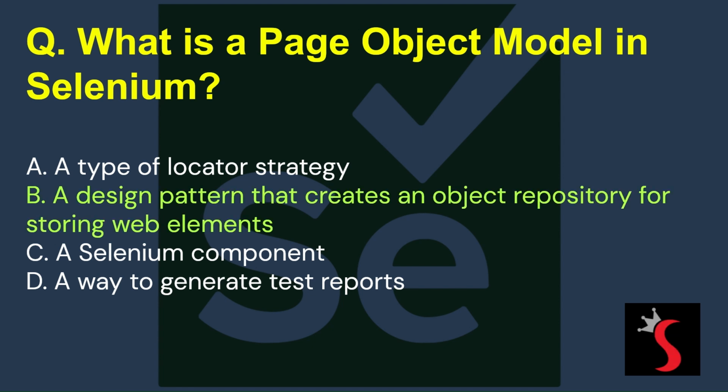And correct answer is option B. Design pattern that creates an object repository for storing web elements. The Page Object Model, POM, is a design pattern in Selenium that represents web pages as objects in code. Each web page in an application is represented by a class file that contains the corresponding web page elements. These elements are defined as variables on the class, and user interactions are implemented as methods on the class.